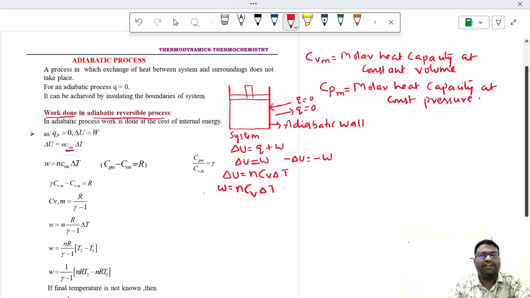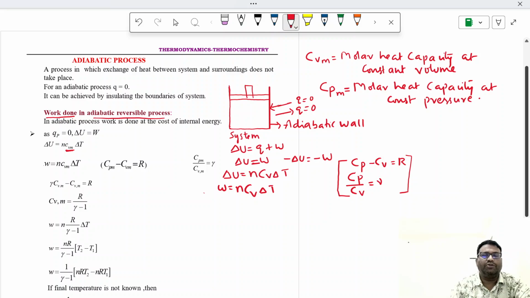So instead of Cv, I can write, for example, let us see. We have a relation Cp minus Cv is equal to R, which is called Mayer's equation. Molar heat capacity at constant pressure minus molar heat capacity at constant volume is given by universal gas constant R. And there is a ratio, Poisson's ratio, Cp by Cv is equal to gamma. So these two things we need to remember.